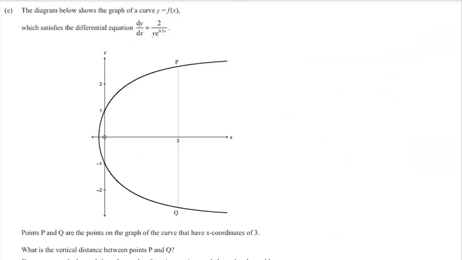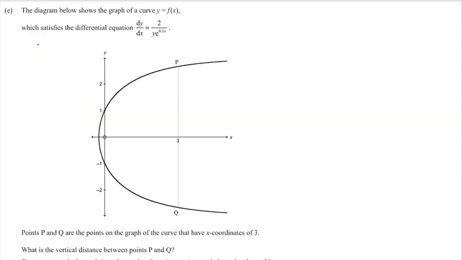And now we have the excellence question for question 2. So we have this diagram here, which is a picture of this differential equation that we've been given just up here. Points P and Q are on the curve and they have an x-coordinate of 3. We want the vertical distance between them. So we need to find the y-coordinate of each of those, and then we can subtract to find the distance between.